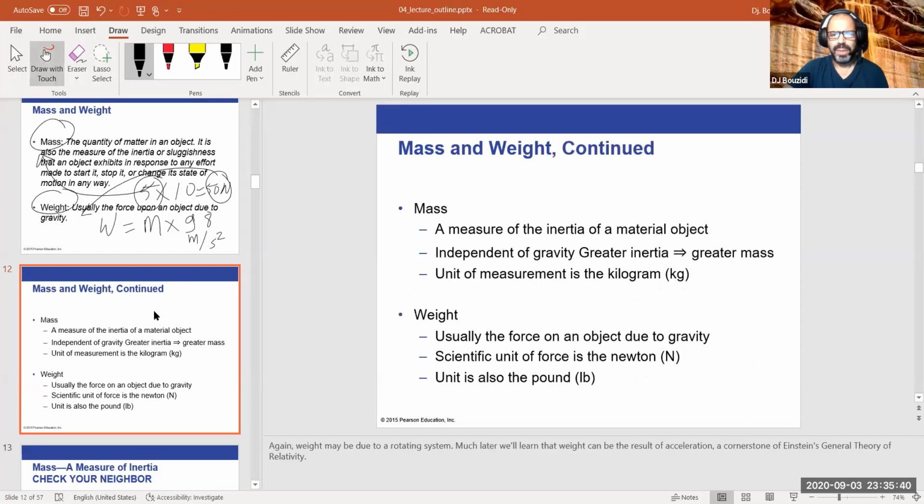Okay, so mass is a measure of inertia of an object, independent of gravity: greater inertia, greater mass. The unit of measurement is the kilogram. And then the weight is usually a force on an object due to gravity. The scientific unit is the newton, which is N. Also, we use the pound for it. That's also another way of expressing the weight in here too.